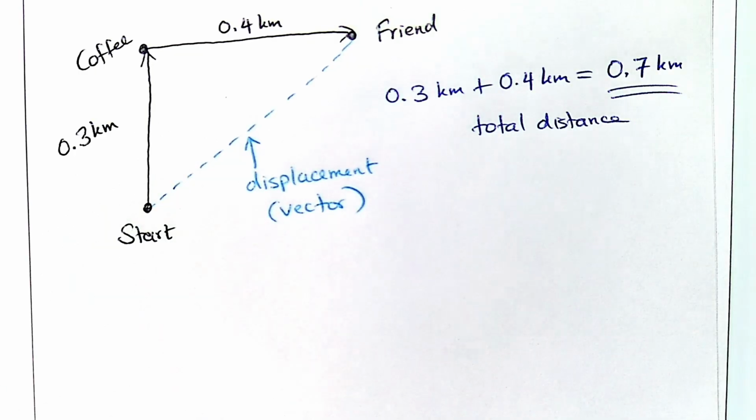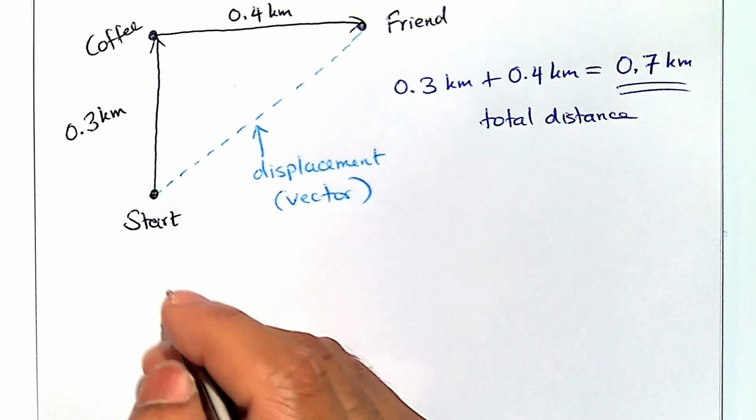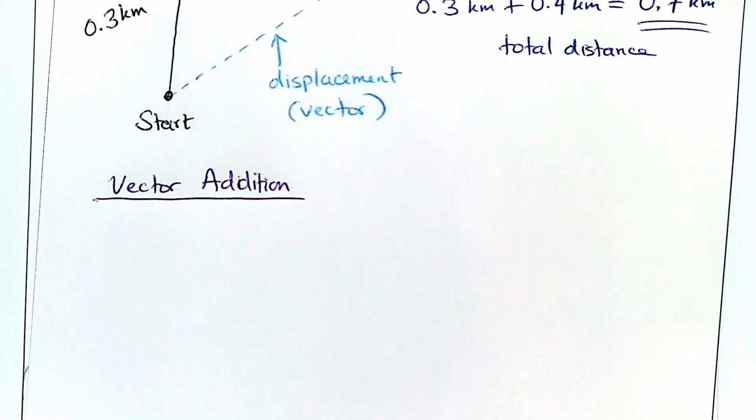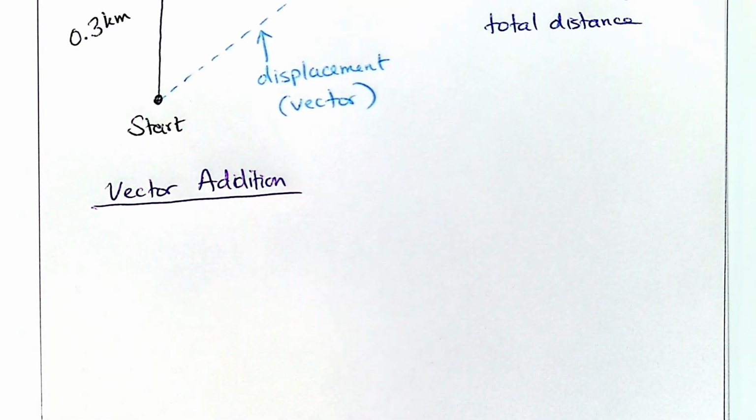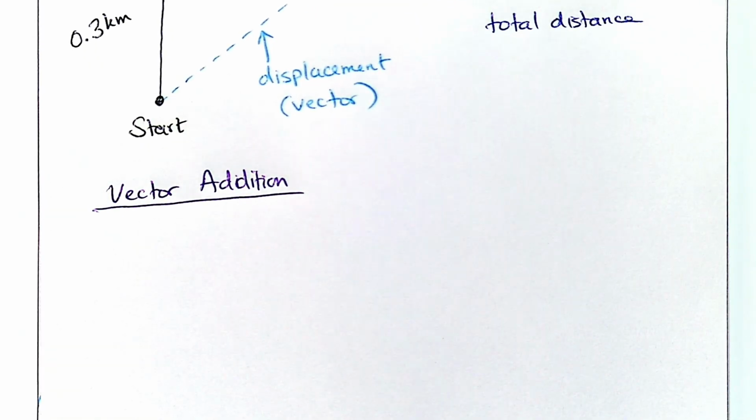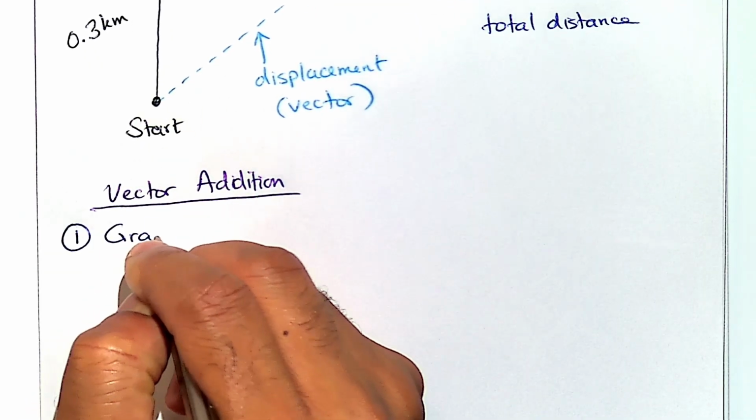Let's talk about how you add and subtract vectors. Vector addition. Once you know how to add, you can subtract. We'll learn how to add, and then we'll see how this works. Let's talk about a couple of different ways to do this. One is you can do this graphically.